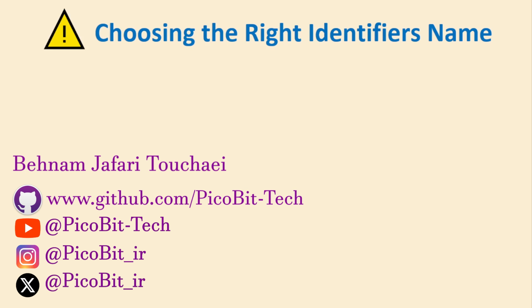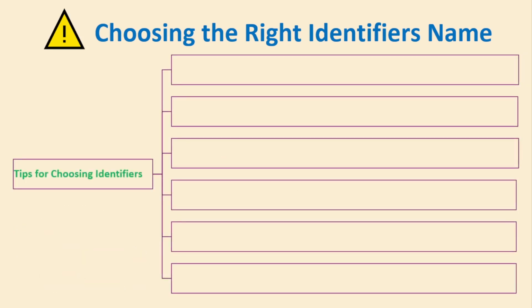Good naming conventions not only make your code easier to read, but also help you and others maintain it in the long run. Here are some essential tips to improve the clarity of your code. Choosing the right identifier names.